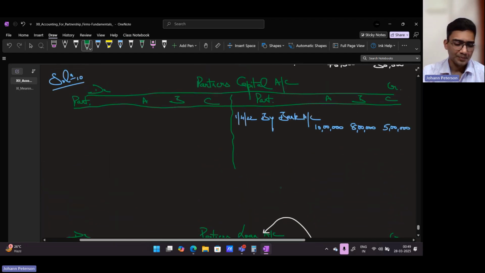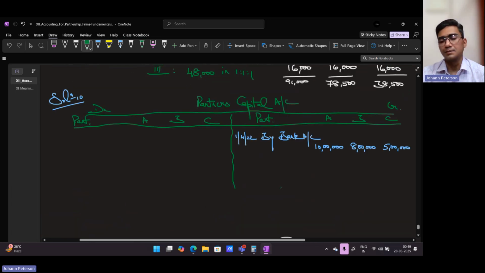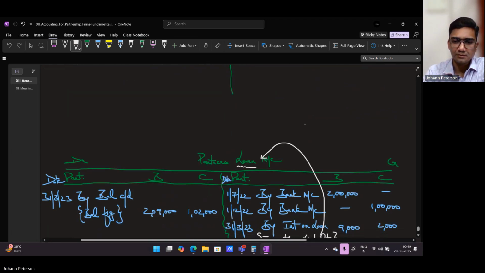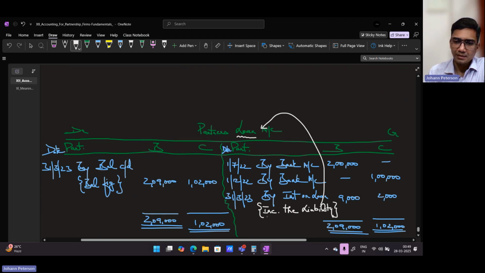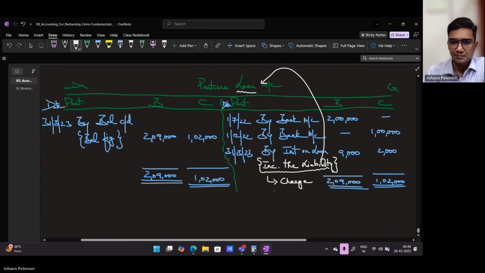Now, what about the capital account? Capital account will show some kind of, what are the items? Let's think. What are the items that show up in the capital account? Let's think of it in this way. In this question, we have a loan, and on that loan, we are paying interest. So this interest we know is what? Which we said it is increasing our liability. This interest over here is a charge against profit.